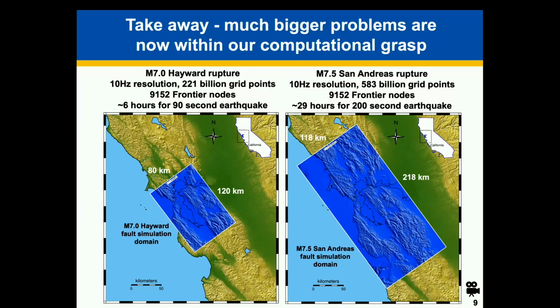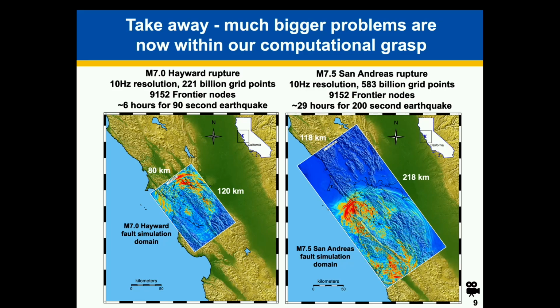So with that background, the point I want to make here, and I think the takeaway message, is we have, through the Exascale Computing Project, substantially changed the state of practice in terms of doing direct physics-based simulations. And I'm showing you 2 examples here. The one on the left is a 10 hertz simulation of the Hayward fault rupture. The one on the right is a 10 hertz simulation of a magnitude 7.5 San Andreas fault rupture. And this really shows clearly the difference between a magnitude 7 and a magnitude 7.5 earthquake in terms of the extent of the zone. But we can do these types of calculations in manageable times now, and I think that's the important takeaway.